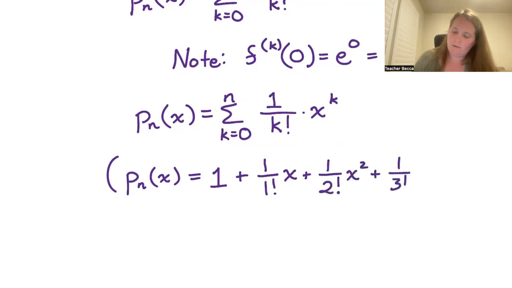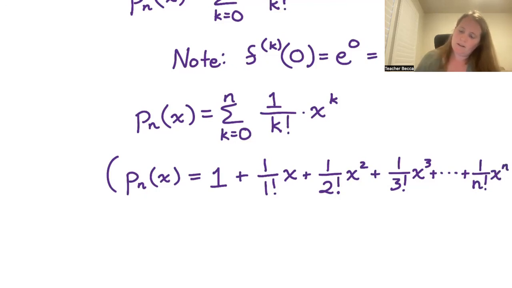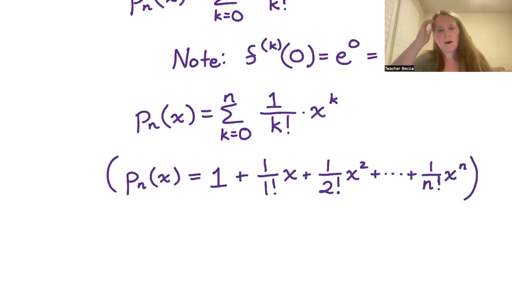Plus 1 over 3 factorial times x cubed. And we would go all the way up to 1 over n factorial times x to the nth. I'm actually going to eliminate the x cubed term just so I have more room. So we go up to 1 over n factorial times x to the nth. This is our nth polynomial, Maclaurin polynomial approximation for e to the x.